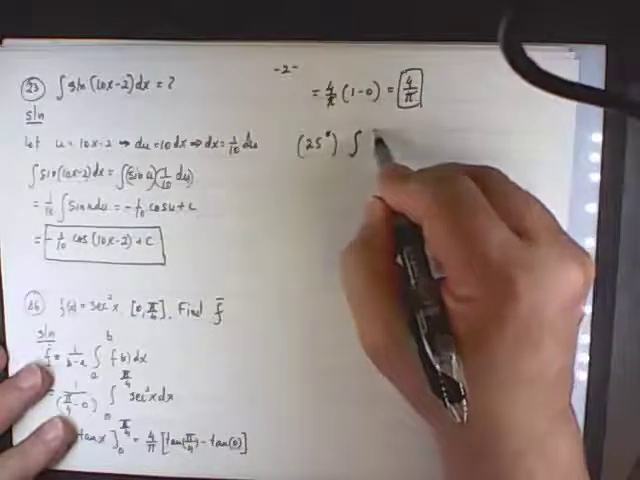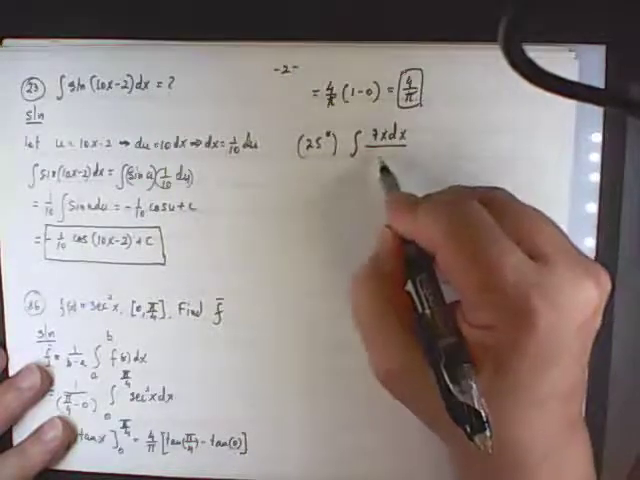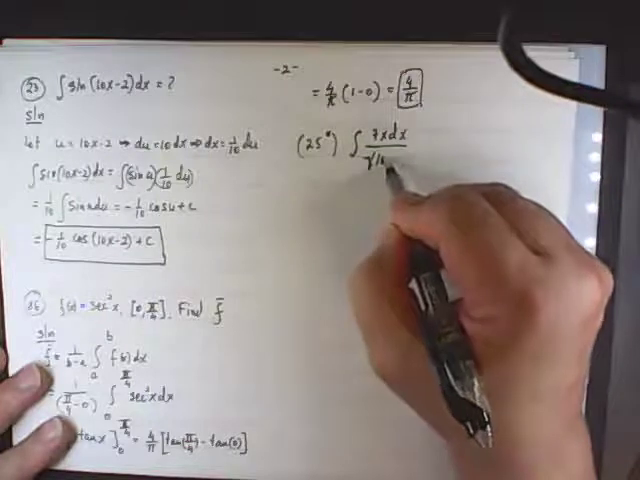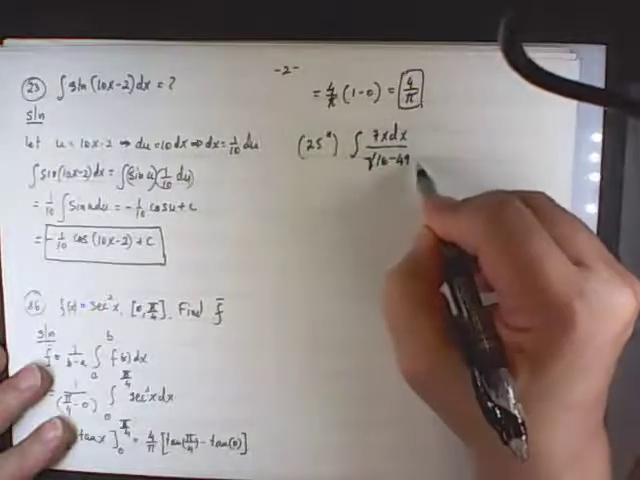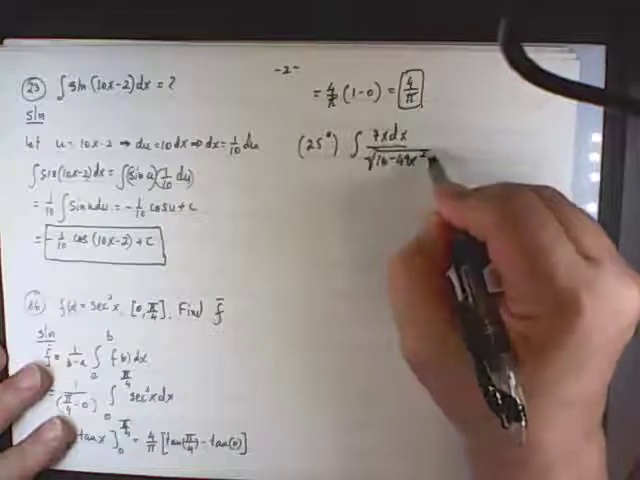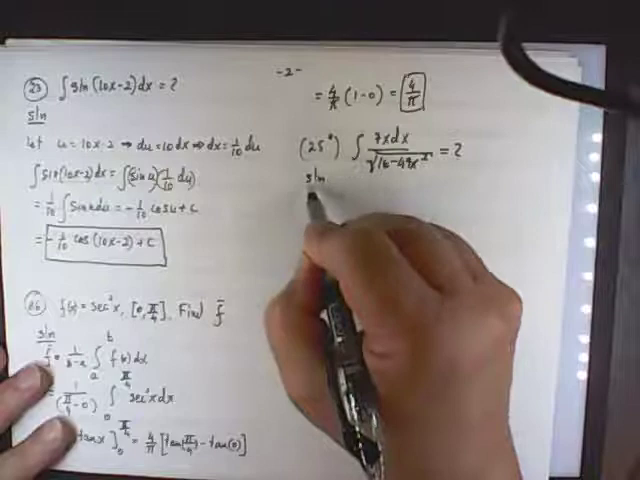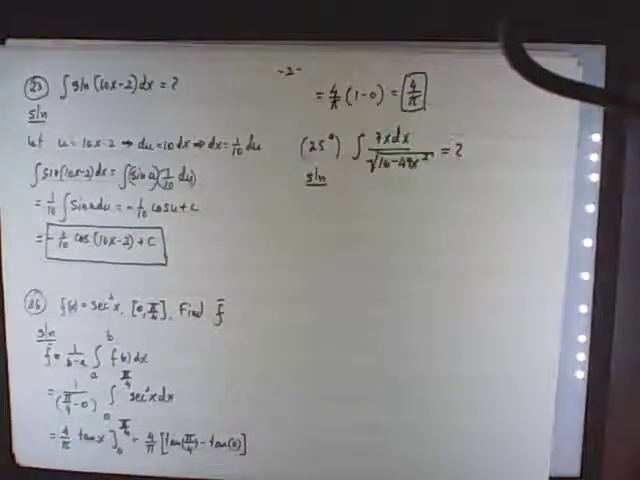So I'll change it to the integral of 7x dx over the square root of 16 minus 49x squared. Okay? So we want to solve this one. So here's the solution. You can see why this is workable. That's much better.